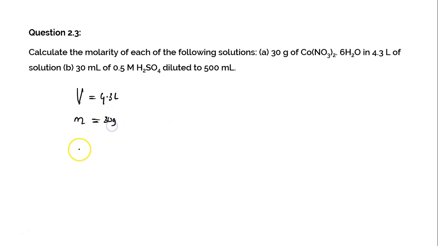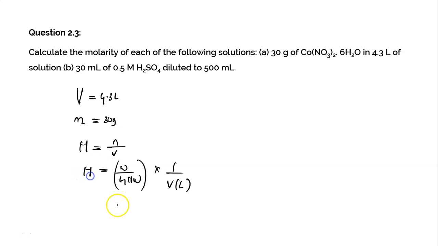30 grams. We know that the formula of molarity is equal to n by V. Right? And n is nothing but weight by gram molecular weight of the solute into 1 by V in liters. So now to calculate molarity of this solution, you know the volume. You also can calculate gram molecular mass easily. But only one concern is small w, but then that is also given over here. So substitute all the known values to calculate molarity.